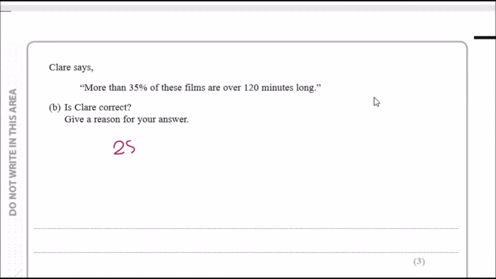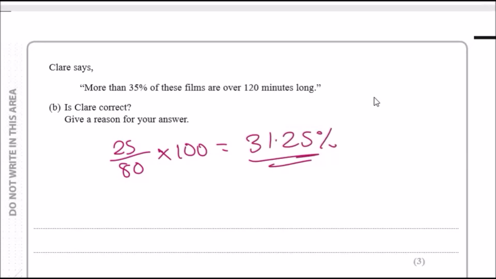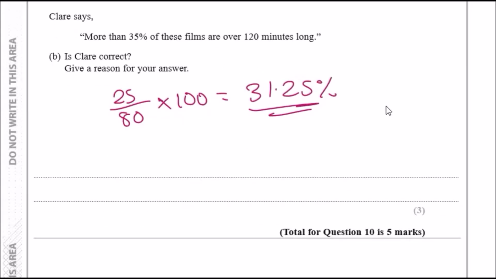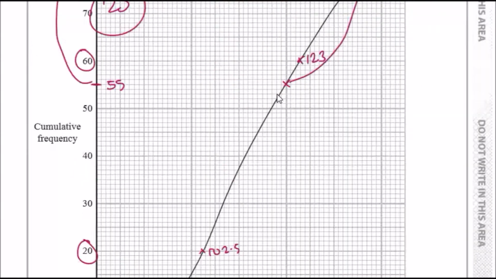You've got 25 over 80, and if you want to change it to a percentage, just times it by 100. Put this in your calculator. I'm doing this all from scratch, guys, and of course I have checked the answers, but we have to check together. So I got 31.25%. So the answer is no. Is Claire correct? No, because only 31.25% of these films are over 120 minutes long. So that's this question done.